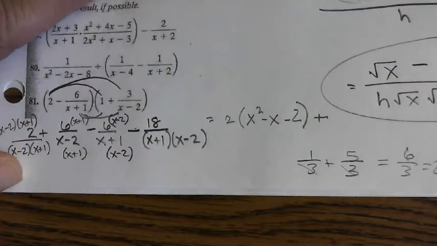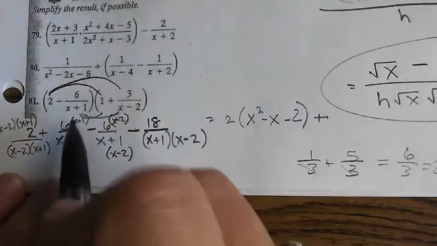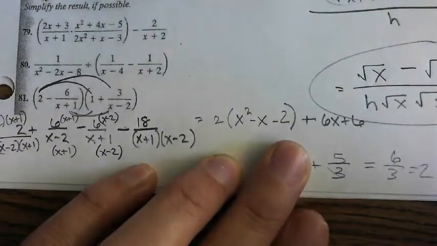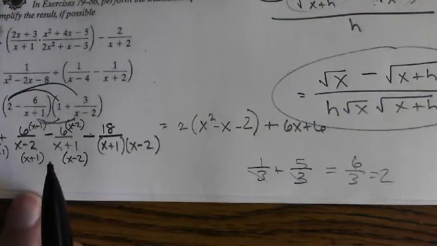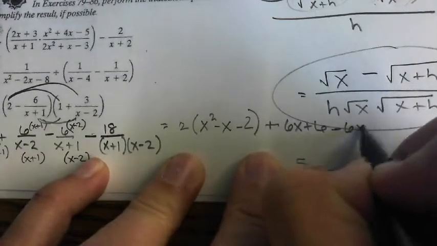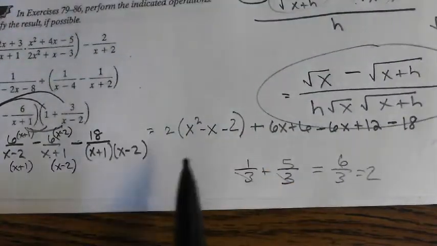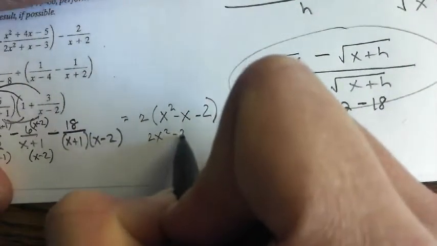Plus, what, Alyssa? Very good. 6x plus 6. She distributed that 6. And then what's my next term going to do? Maggie? Very good. She distributed the negative. And then minus 18. So I just need to now distribute that 2. 2x squared minus 2x minus 4.